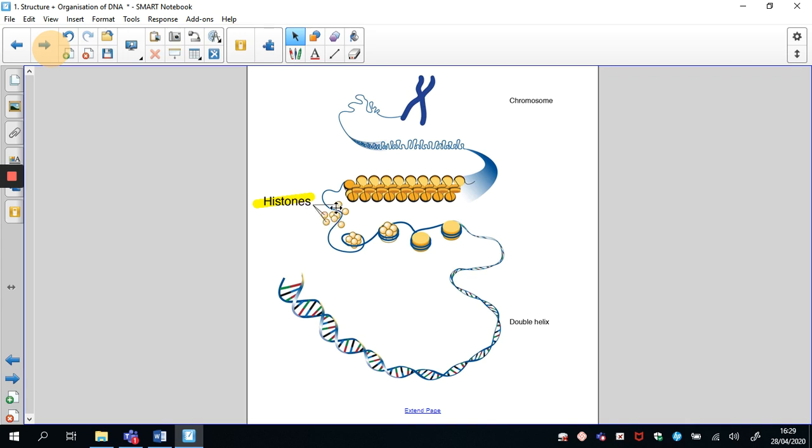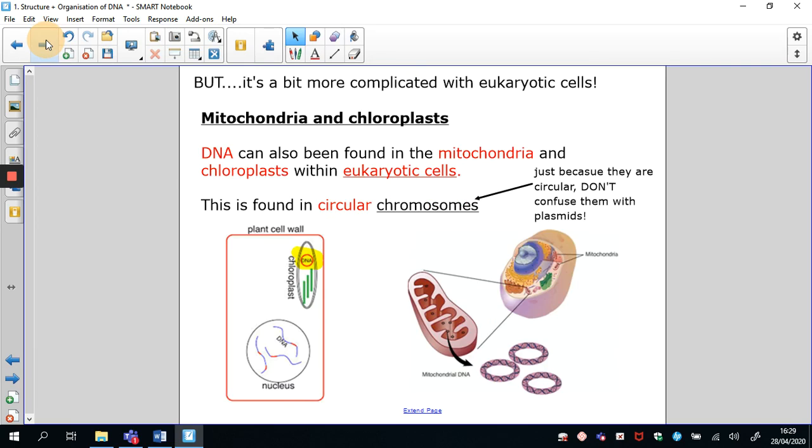Can you see all these little things here? These are called histones, and hopefully you can see it's wound round these. That's all you need to know. Don't worry about how many there are and how they are organised. DNA in eukaryotic cells is wound around histones.